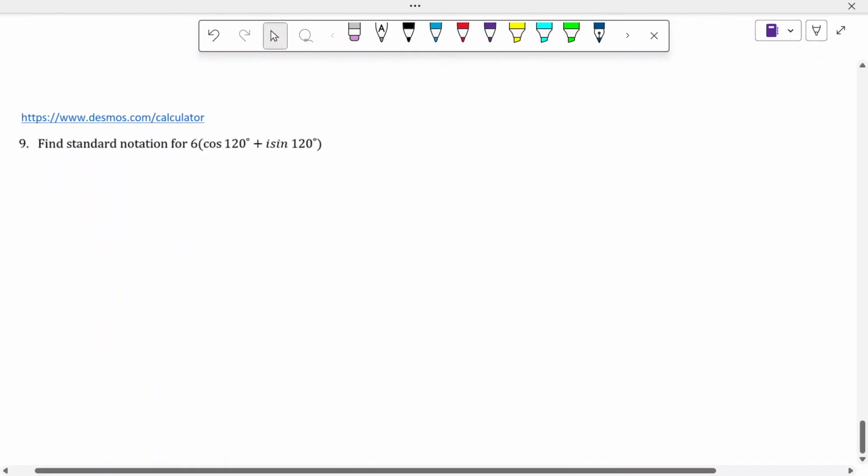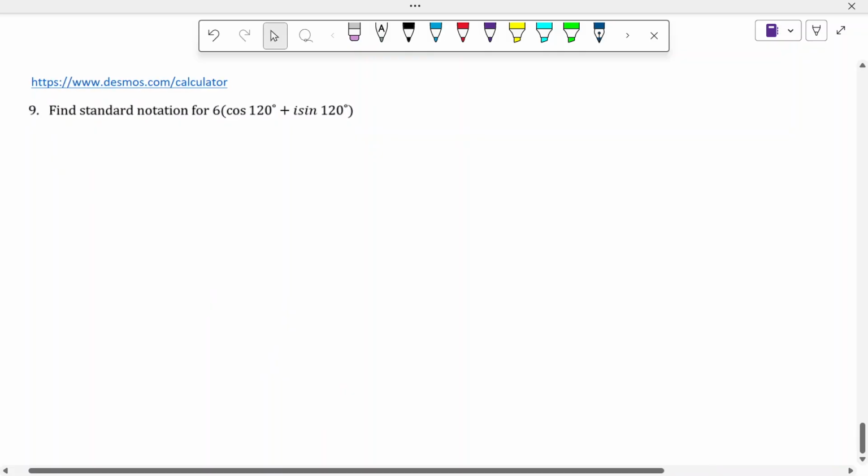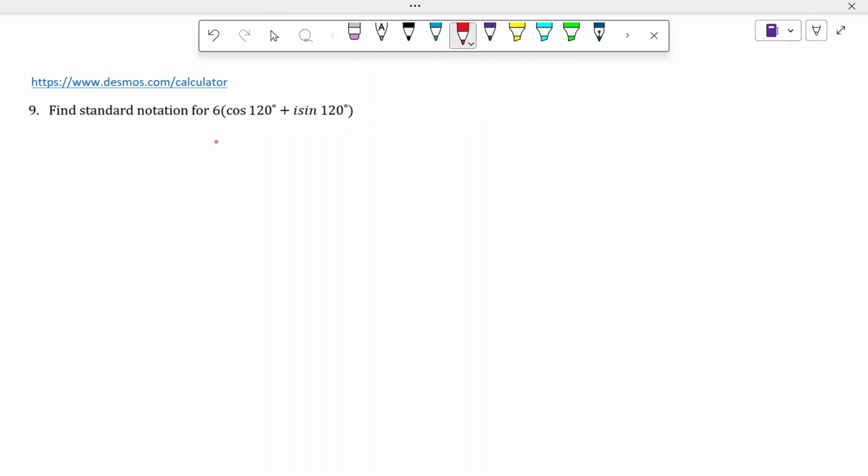All right, we got one more. Find the standard notation for this. Same thing. This would be like 6 if I distribute. 6 times the cosine of 120 plus 6 times the sine of 120, of course, with the imaginary number. I'll put it over there. Of course, I guess that means I should put parentheses there. Let's be consistent. And so there we go.